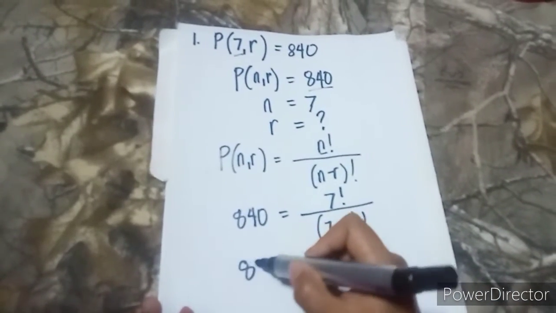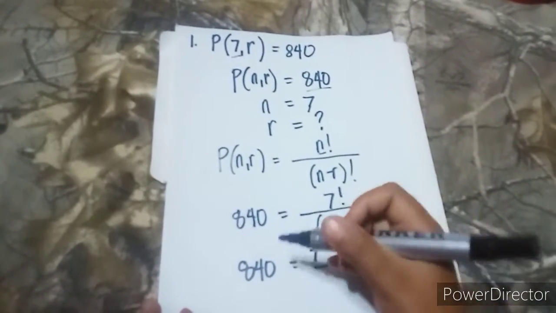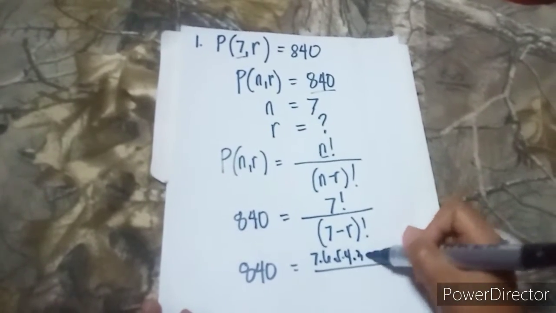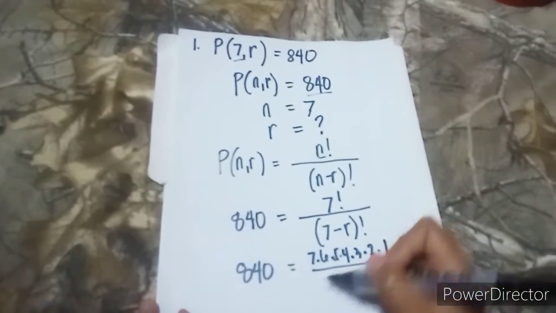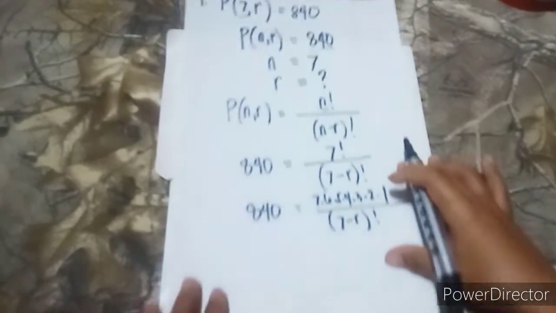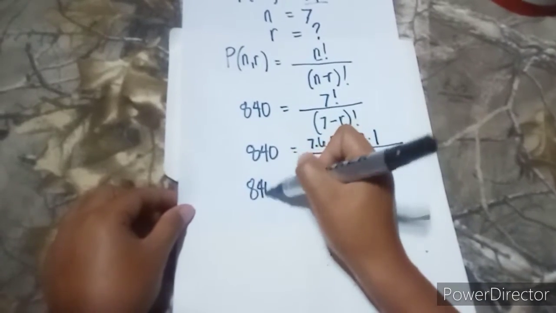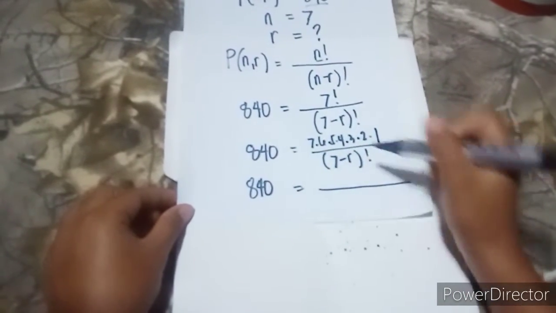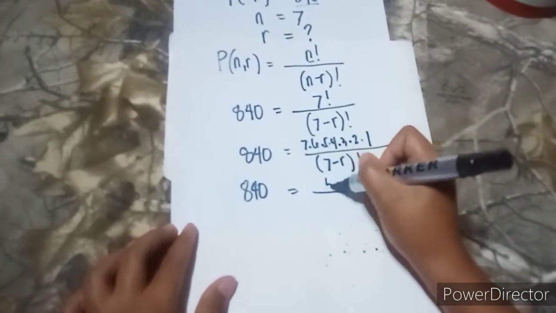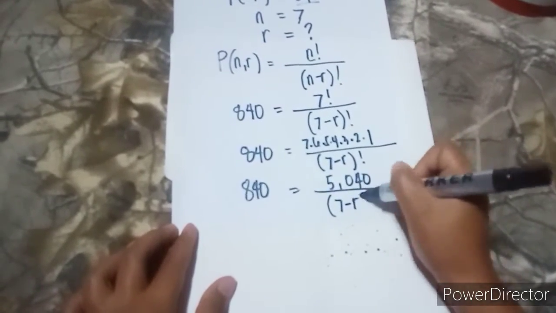So we have now 840 is equal to 7 factorial. We have 7 times 6 times 5 times 4 times 3 times 2 times 1, all over 7 minus r factorial. Then 840 is equal to 7 times 6 times 5 times 4 times 3 times 2 times 1 is 5040 over 7 minus r factorial.